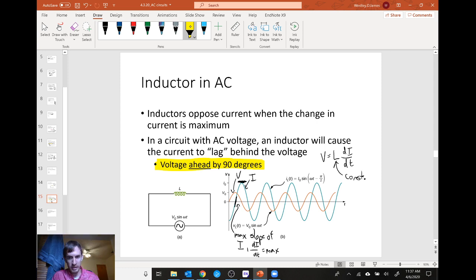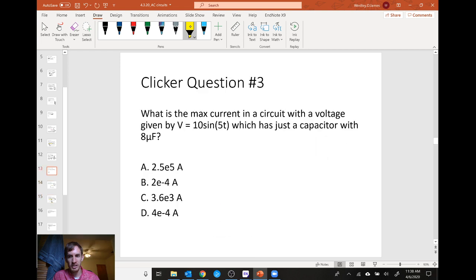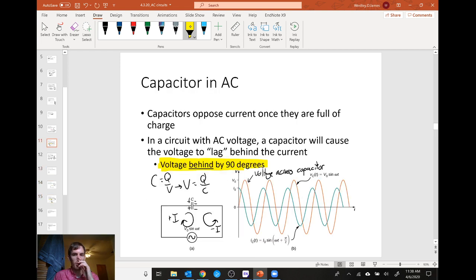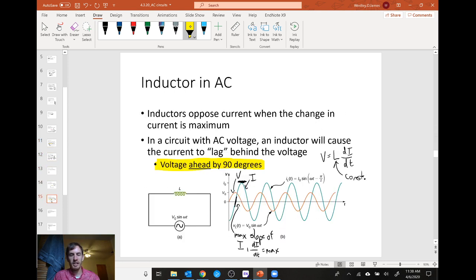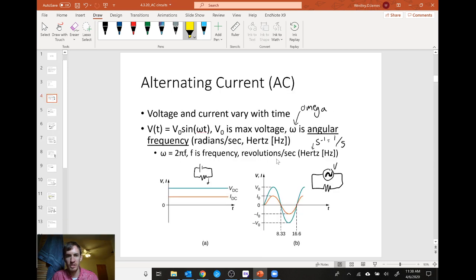Okay, so quick comparison. Inductors, the voltage is ahead by 90 degrees. Capacitors, the voltage is behind by 90 degrees. So again, opposite to each other. And then if we talk about resistors, I didn't make a slide for them. Resistors are the exact same as the first thing I showed at the very beginning. Voltage and current are exactly aligned with each other. The maximums for both happen at the same time.